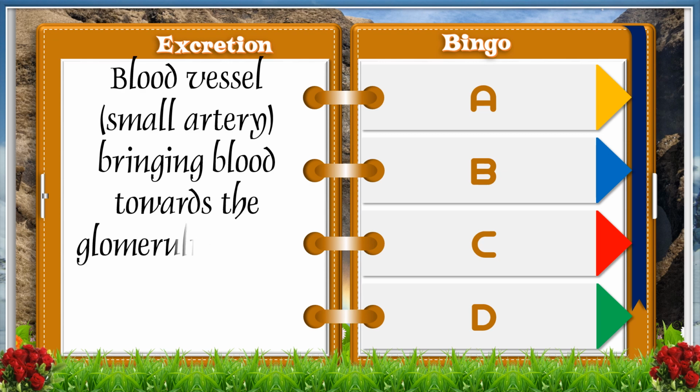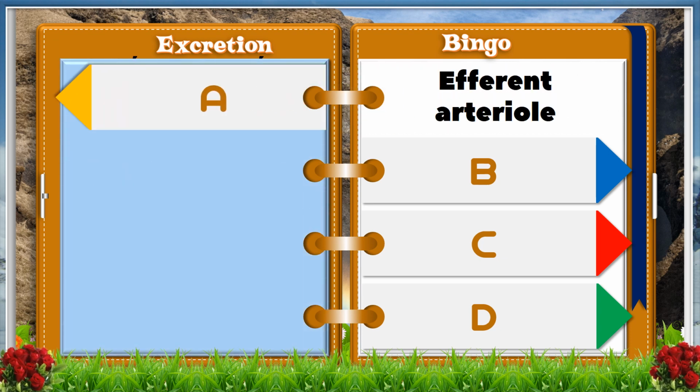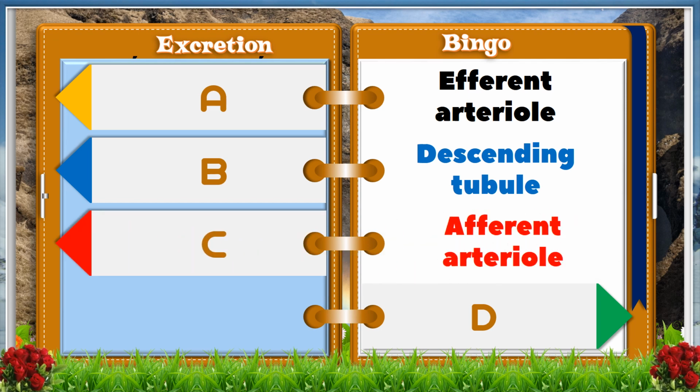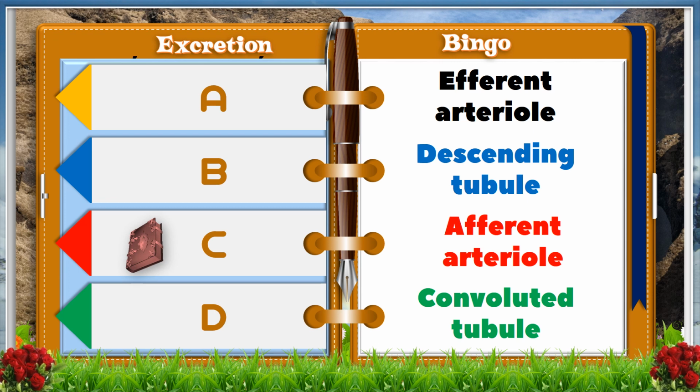Blood vessel, those are small arteries, bring blood toward the glomerulus of the nephron in the kidney. A. Efferent arteriole. B. Descending tubule. C. Afferent arteriole. D. Convoluted tubule. And the answer is C. Afferent arteriole.